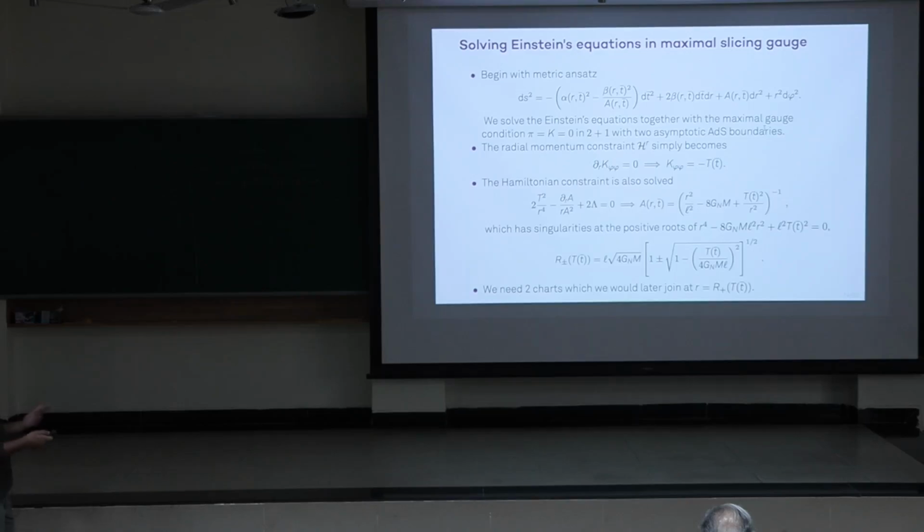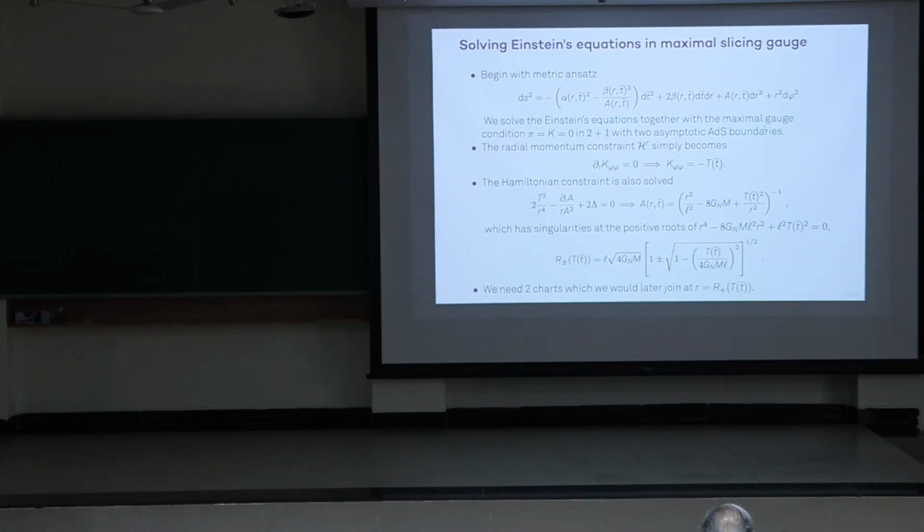Now M comes out as another integration constant, which to begin with can be a function of time, but you can use another KRR equation of motion to show that it's actually independent of time, and this is what will become the mass of the BTZ black hole. An important point to note is that this function A actually diverges at the roots of this polynomial, basically when this object in the bracket becomes 0 at 2 places, which I call R plus and R minus.